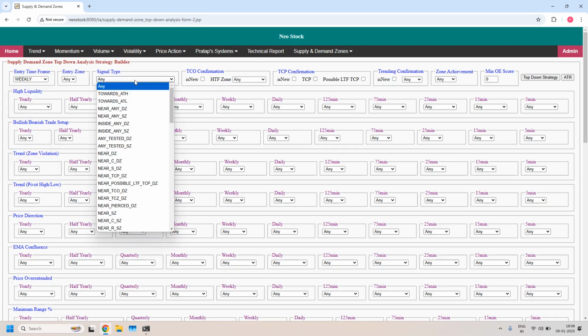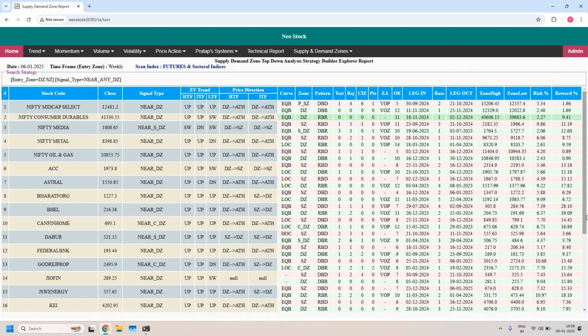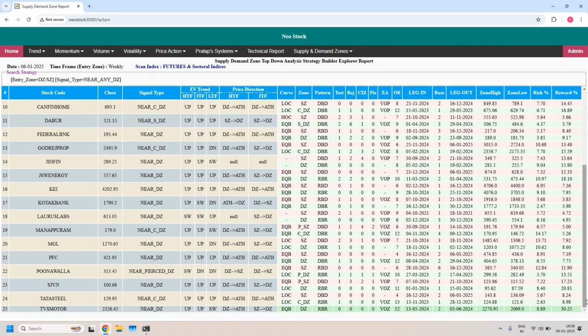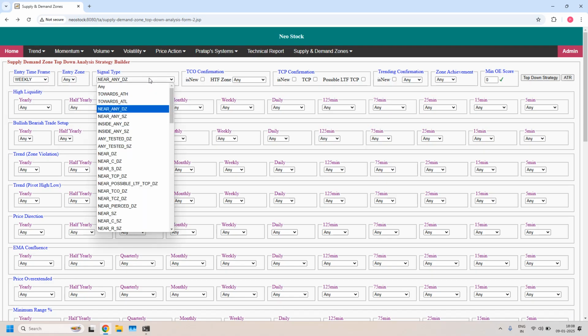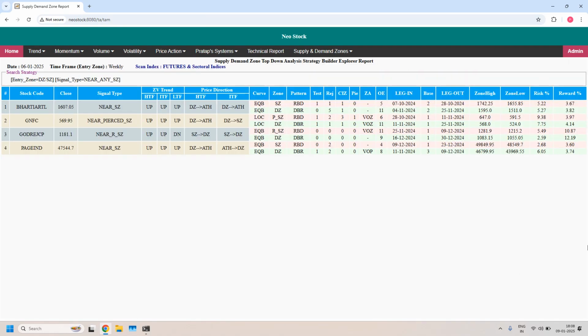Weekly time frame, stocks near weekly demand zone. 25 stocks are filtered near the weekly demand zone. I'm scrolling the list down. So total 25 stocks are filtered. Okay, next, weekly time frame, stocks near weekly supply zone, 4 stocks are filtered.